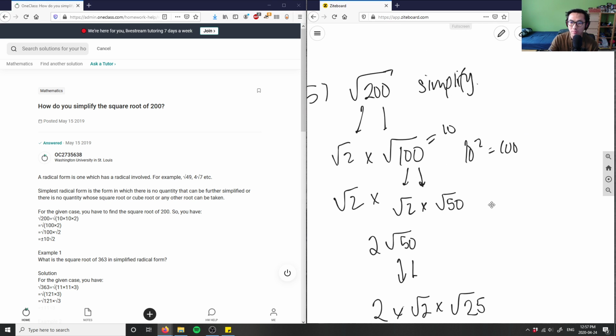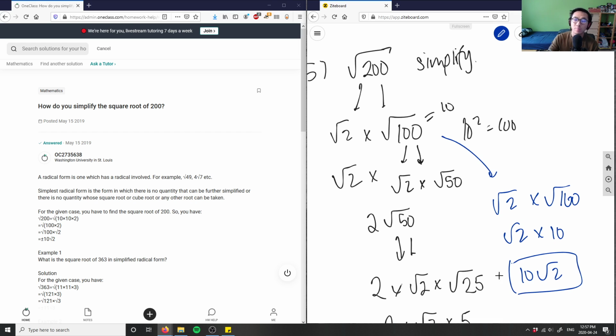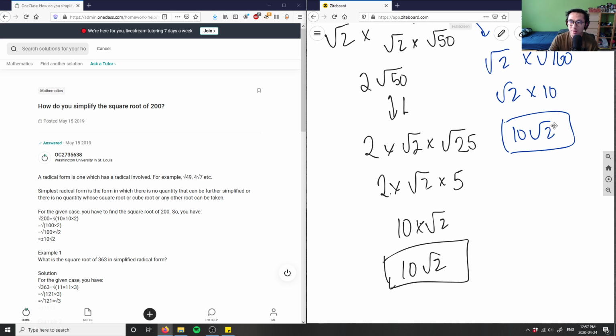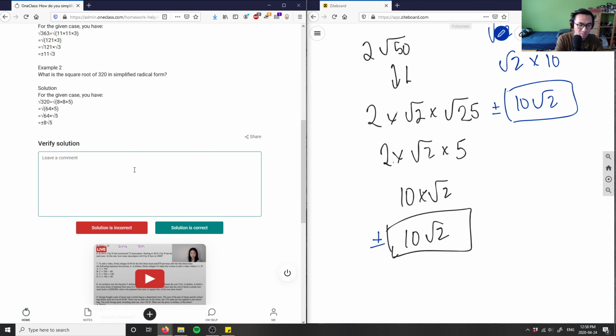However, we could have solved this problem even at this step here. At this step, when I get root 2 times root 100, if you know that root 100 is 10, then you simply have root 2 times 10, which is simply just 10 root 2. But either way, both of them give you the solution. It's 10 root 2 and 10 root 2. This one says plus or minus 10 root 2, perfectly fine as well. You can include the plus or minus, but I think they're just asking for a simplified form here. So this here is a correct solution. Good solution and analysis.